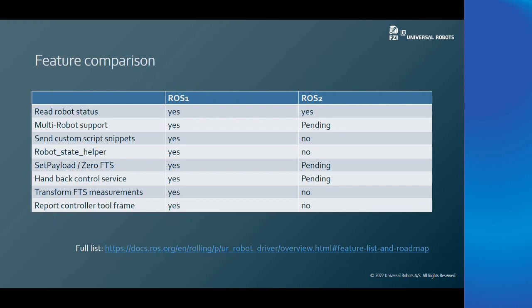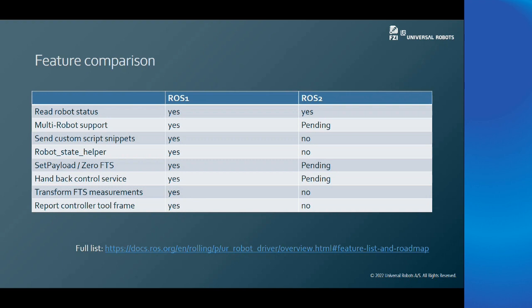Also, we don't have the method of handing back control to the robot in the ROS2 driver. So if you have this external control node running on the robot, you can hand back control to the robot, so that you have a program running in Polyscope, directly on the robot controller, that then gets returned to, and you can do something else there without ROS.